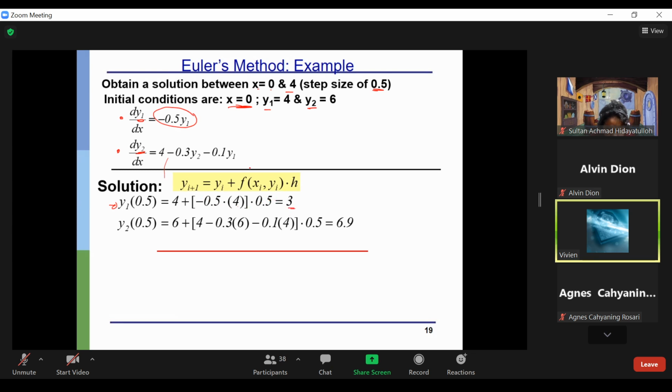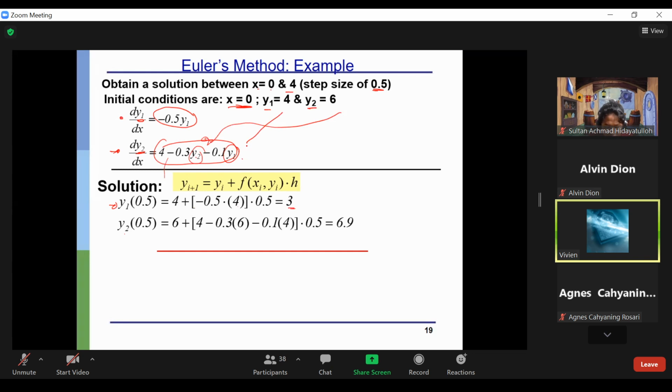Once we finish with that, we can continue directly to the second equation to find the unknowns. So y2 at 0.5 will be equal to y2 at 0 plus the function, the slope. This is the slope for y2. We insert the slope of y2 here, because it depends on y1 and y2, and both of these values are taken from the previous step.